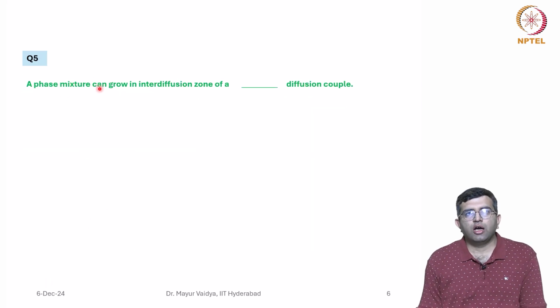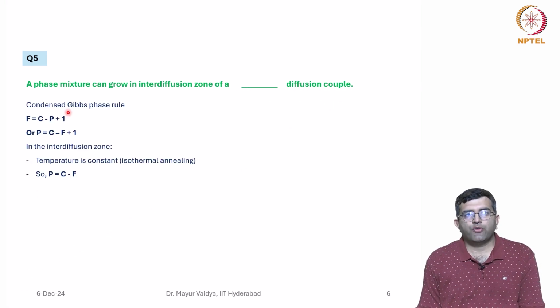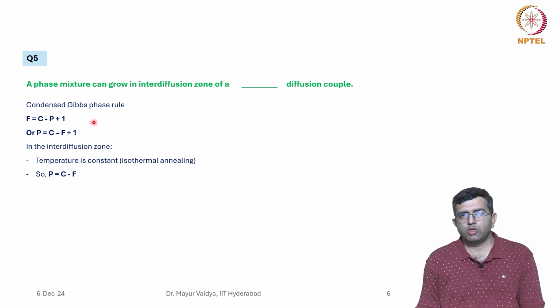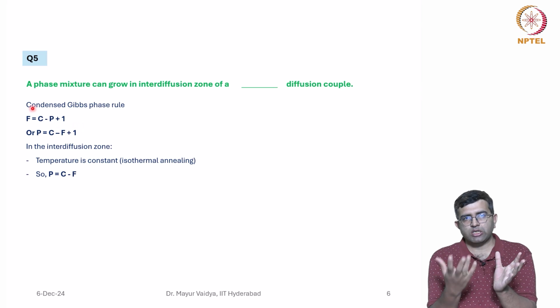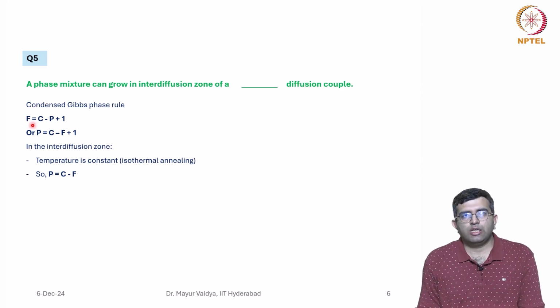Question number 5, a phase mixture can grow in interdiffusion zone of a dash diffusion couple. So, this we try to discuss in terms of Gibbs phase rule. So, for example, we know the condensed Gibbs phase rule, because usually in interdiffusion experiments the pressure is constant, like in many of the metallurgical processes. So, F, the degree of freedom, is equal to C minus P plus 1, or P, which is the number of phases that can develop, is equal to C minus F plus 1.